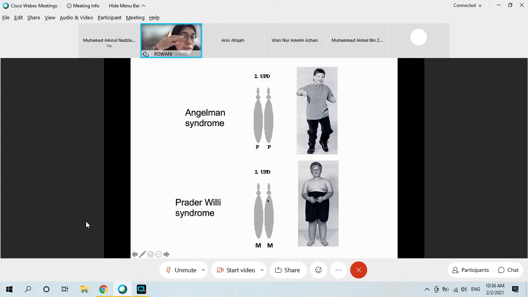So, if you wonder how do we know it's from the father, well, that can be easily investigated by various laboratory techniques. There are ways to determine the origins of the chromosomes. Okay, right.